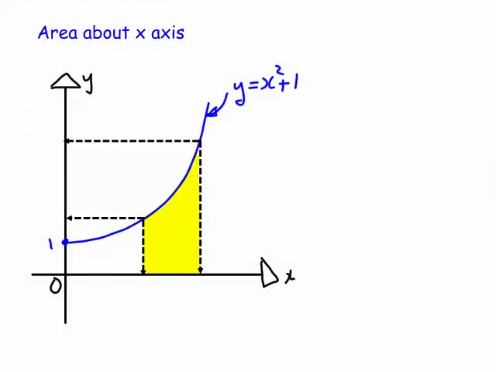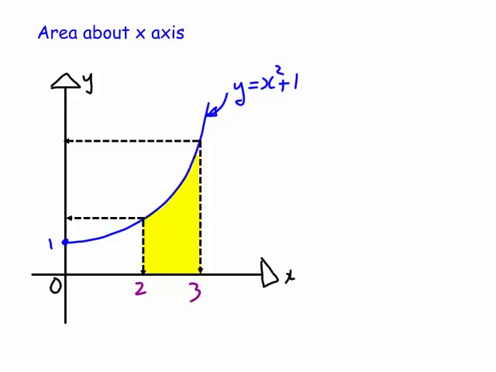Today we're looking at using integration to find area under curves, and this is the first case, where it's a fairly simple area. We're going to look about the x-axis to start with, then the y-axis. Okay, we've got a curve y equals x squared plus 1, and let's suppose we want to find the area between the x values of say 2 and 3. So let's just put down 2 and 3.